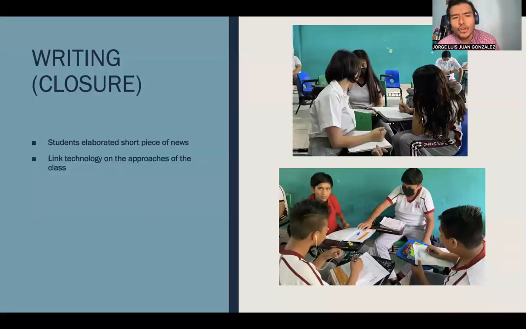Okay, as closure, I work on writing. The students have to elaborate a short piece of news. They work in teams because, as I previously said, I believe in collaborative learning. So they joined in a team in order to write their piece of news, which I'm going to show you later. At this point of the planning, I encourage creativity.